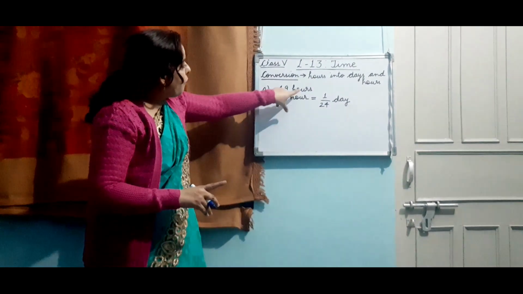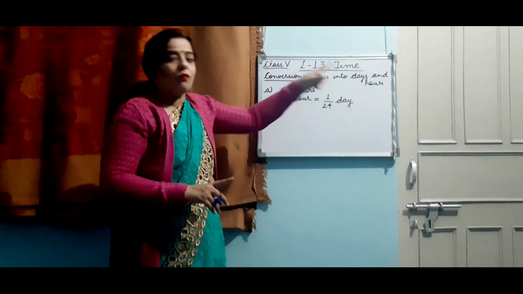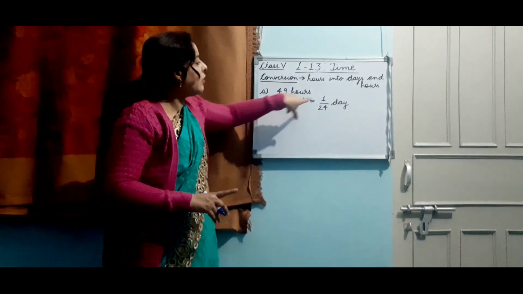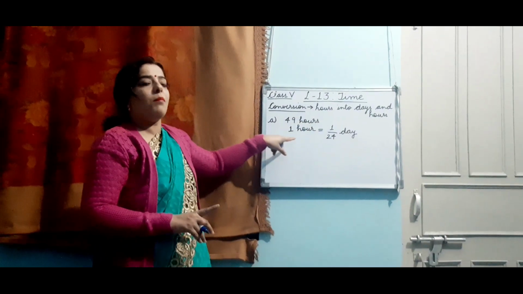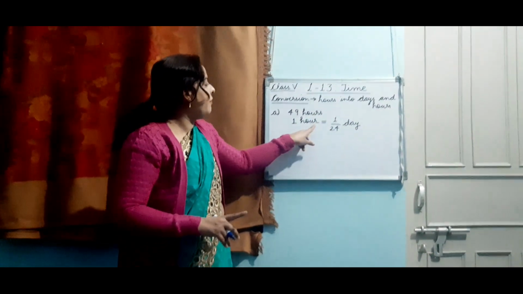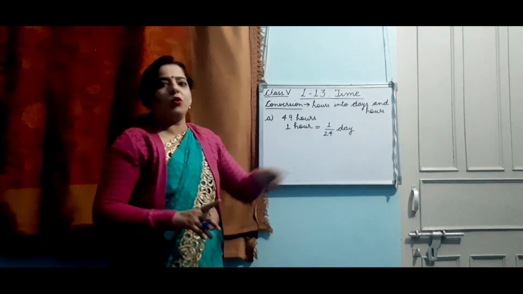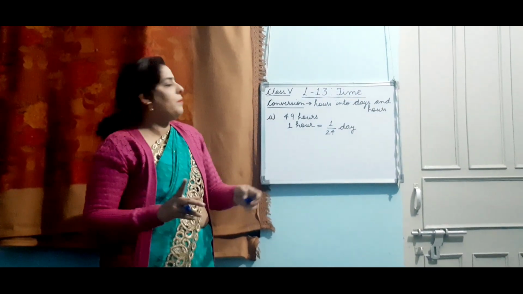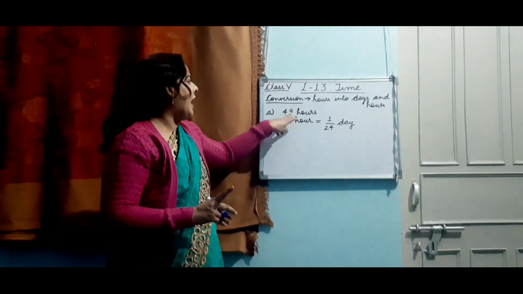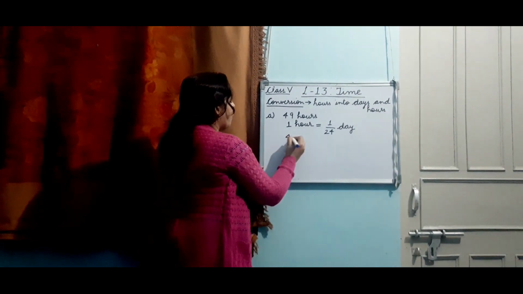But here the smaller thing is given. We are going to change it into bigger. So the formula will start from smaller to bigger. And whenever the formula is from smaller to bigger, what do we do? We write the formula in upon. Now 1 hour is equal to 1 upon 24 day. It simply means that we will find the answer by division. Now to get the answer, what will we do?